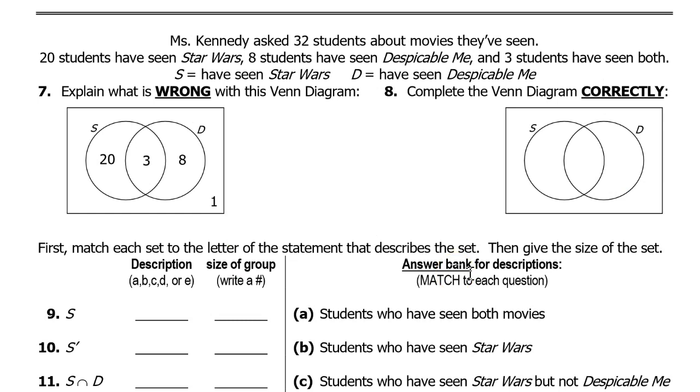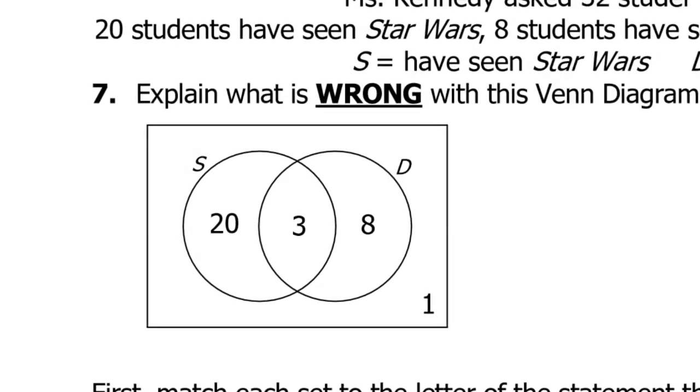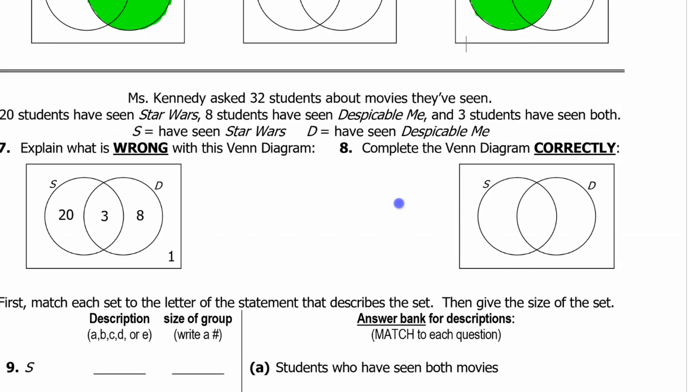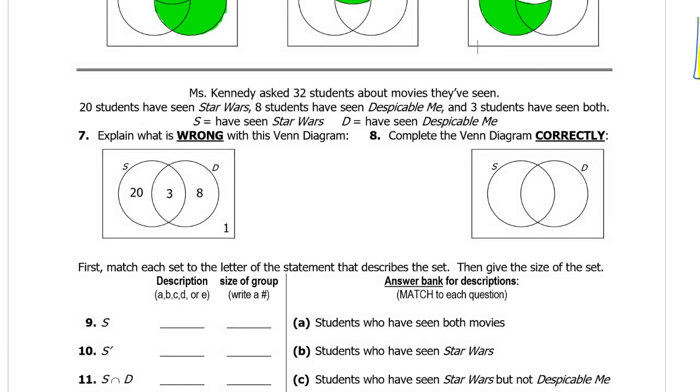All right, well, something is wrong with this Venn diagram right here. So let's see what the scenario is and see if we can fix it. Miss Kennedy asked 32 students about movies they've seen. 20 students have seen Star Wars, 8 students have seen Despicable Me, and 3 students have seen both. So we're going to let S represent the set of students that have seen Star Wars, and that's represented by this circle on the left. And we'll let D represent the set of students who have seen Despicable Me. So that's the circle on the right.